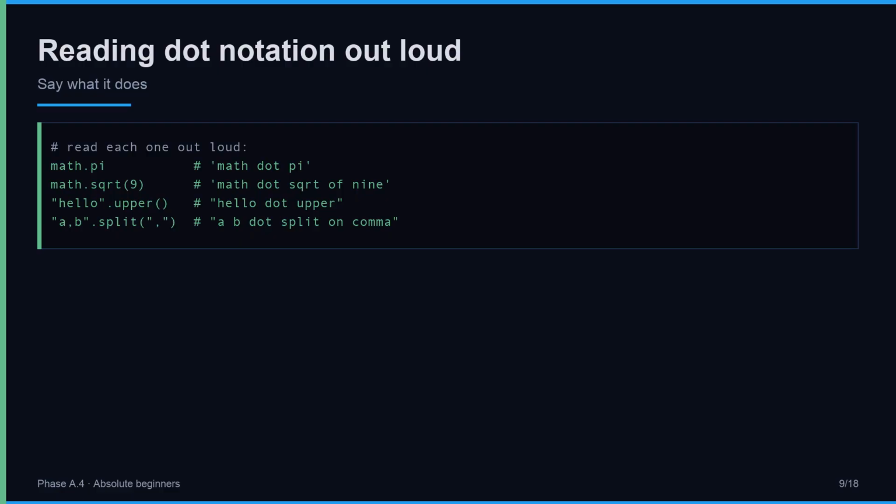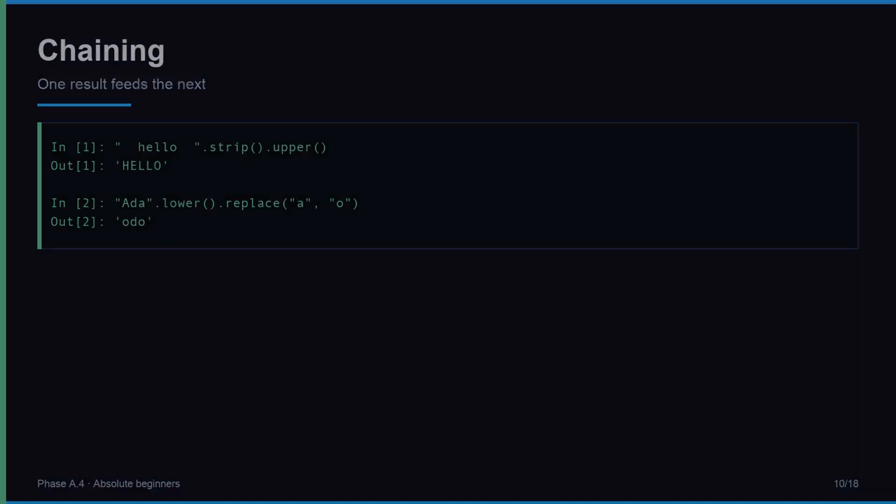Say the object, then the dot, then what you are reaching. When you can read it out loud, you understand it. Object, dot, name. Because a method returns a new object, you can chain calls.